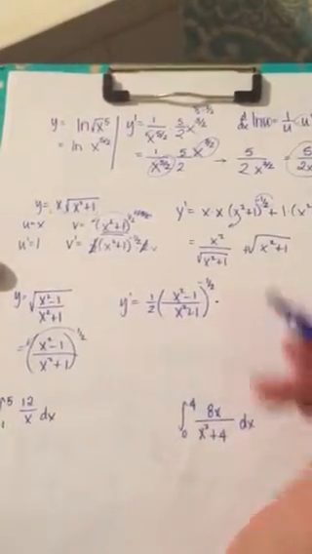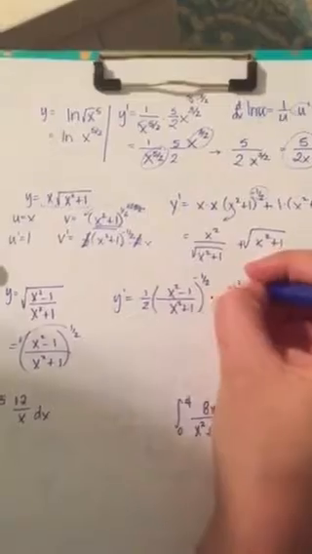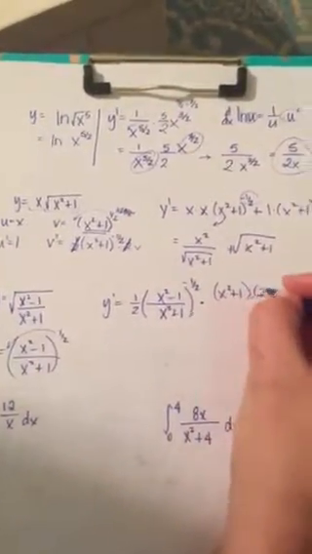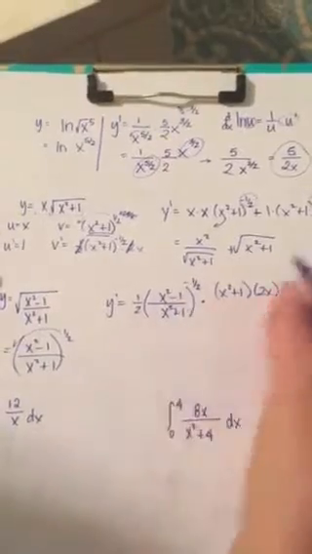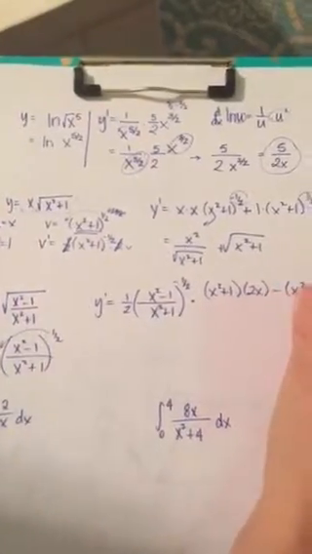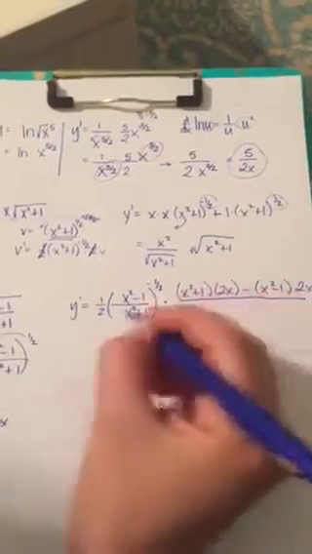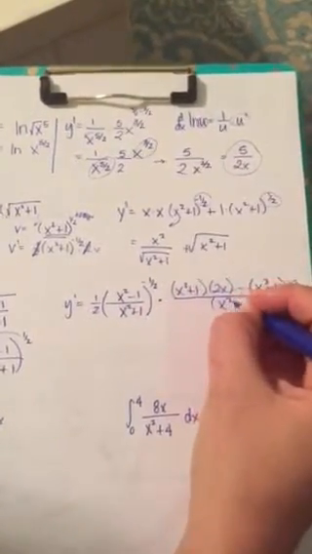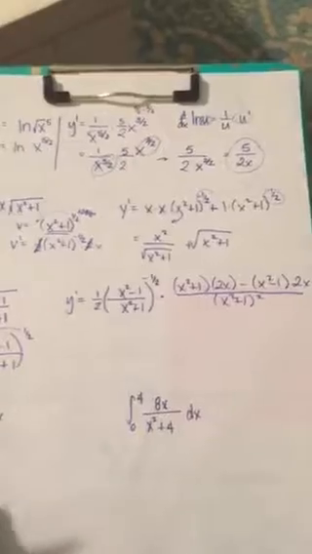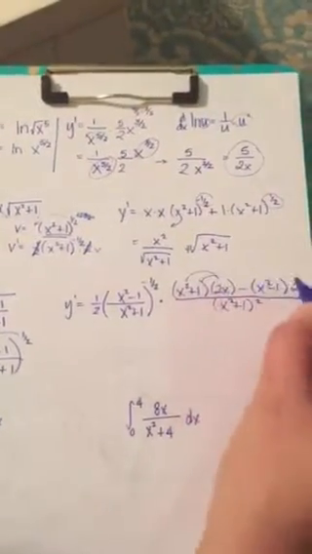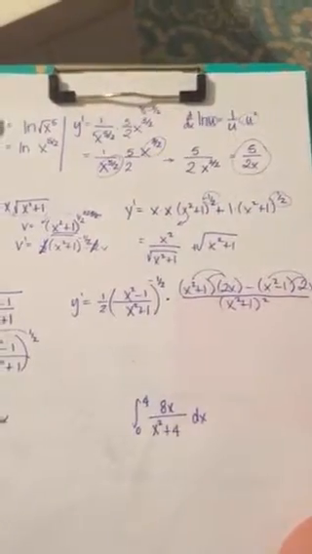So hopefully you learned that in class, but it would be the bottom times the derivative of the top, which would be 2x, minus the top, x squared minus 1, times the derivative of the bottom, all divided by the bottom squared, which would be x squared plus 1 squared. Okay, and then you could probably multiply the top of that out and then combine like terms.